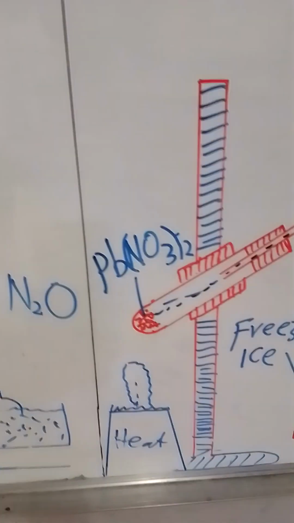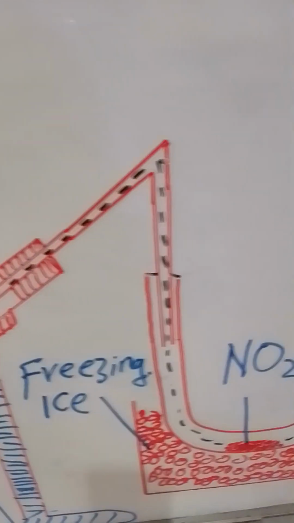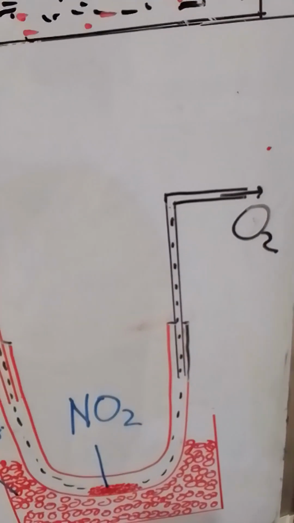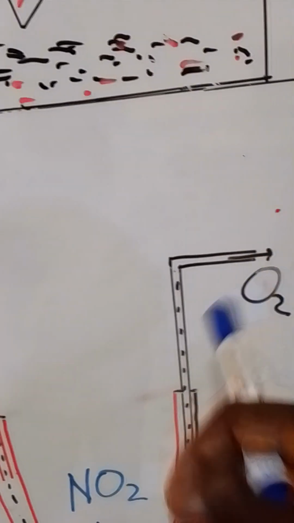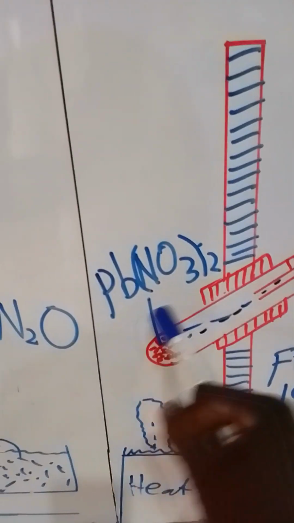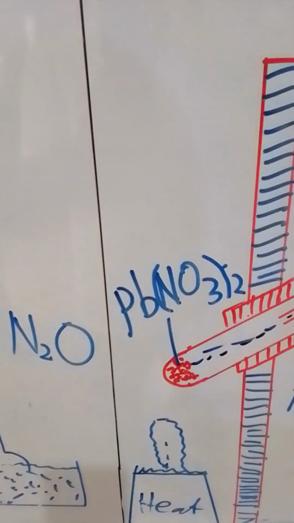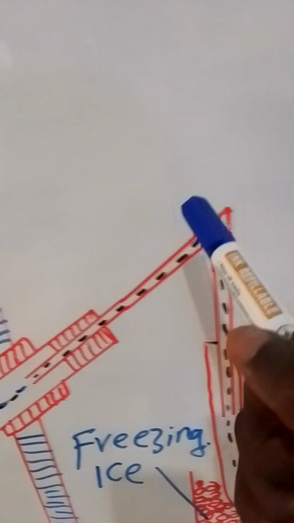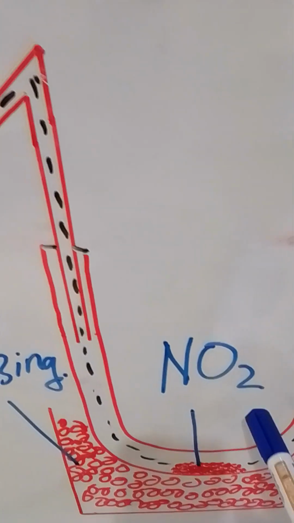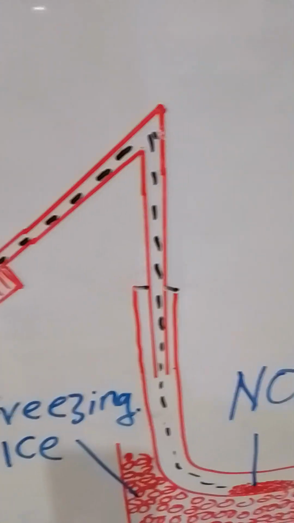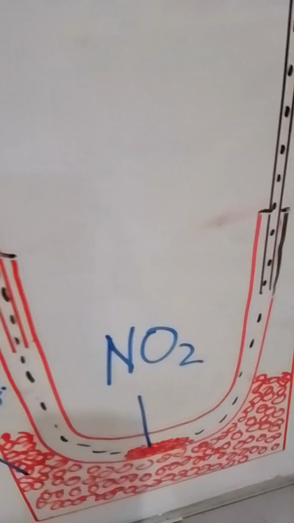The last but not the least is the laboratory preparation of nitrogen(IV) oxide, as you can see right here. Of course, oxygen gas is also produced in the process. So how do we prepare nitrogen(IV) oxide in the laboratory? By heating the compound lead(II) trioxonitrate(V). You heat it, and nitrogen(IV) oxide is collected over freezing ice. This is nitrogen(IV) oxide, yellow when solid, right there.